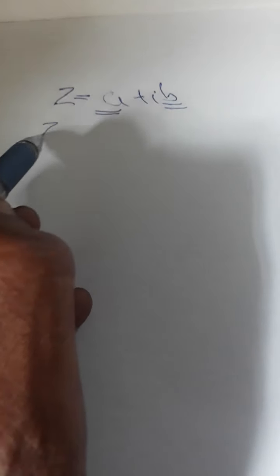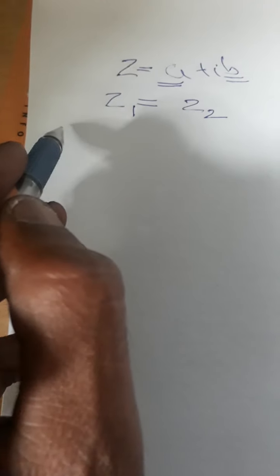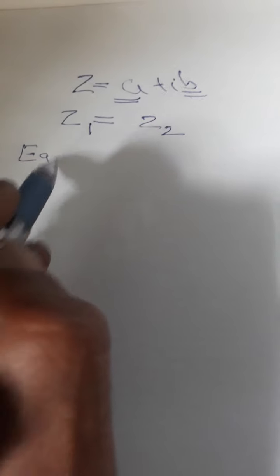Now we shall see some of the properties. A complex number is denoted by z. z is equal to a plus ib. Now we shall see some of the properties of complex numbers. Any two complex numbers, say z1 and z2, are said to be equal.